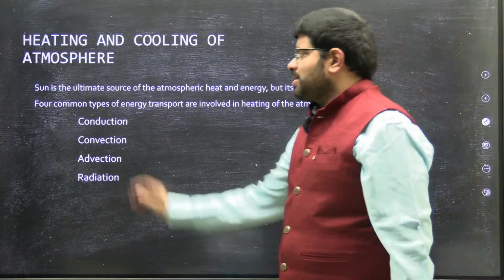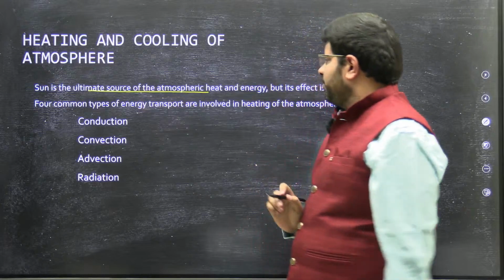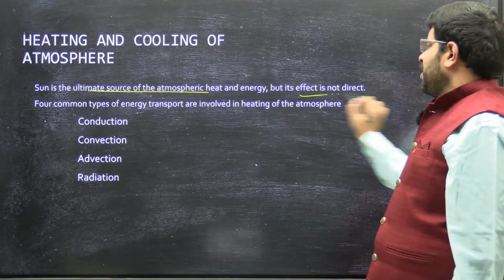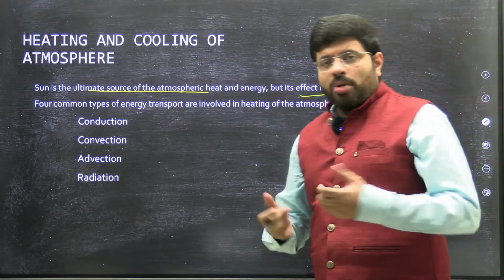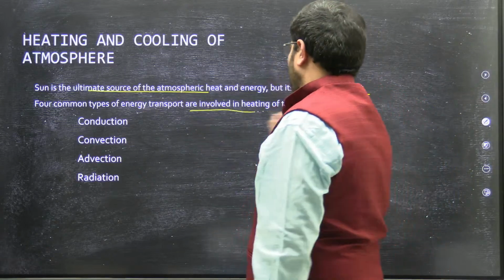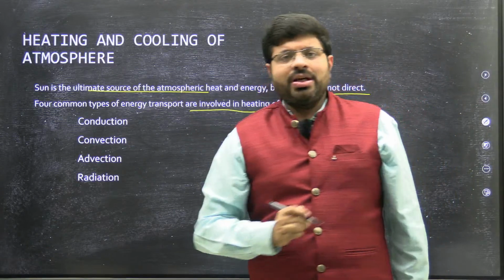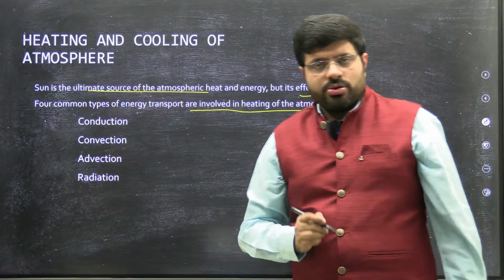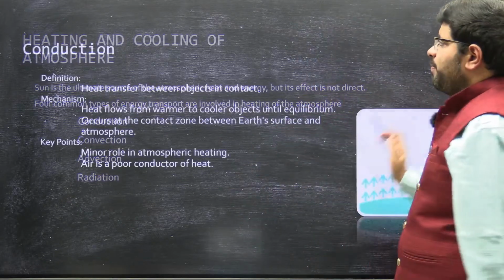So, sun is the ultimate source of atmospheric heat and energy, but its effect is not direct. Four common types of energy transport are involved in heating of the atmosphere, right? So, let us try to understand the first one, conduction.